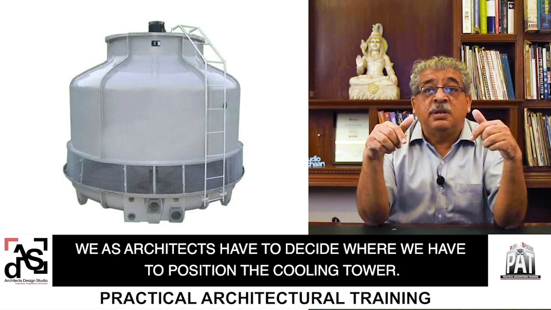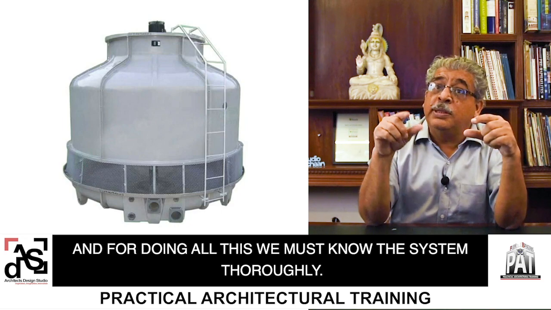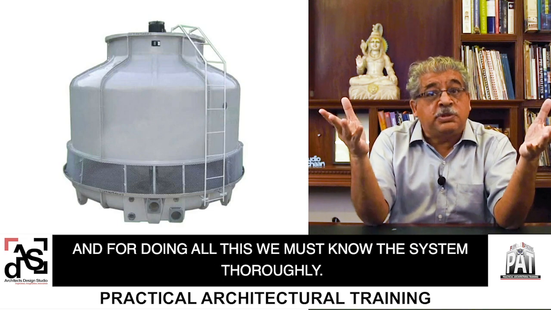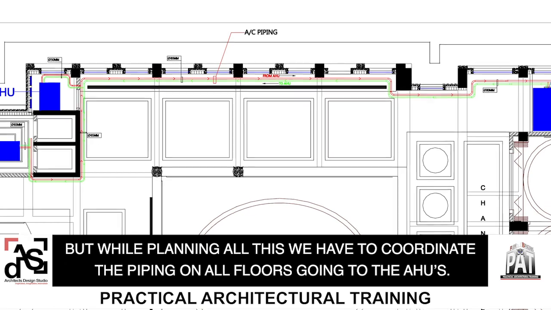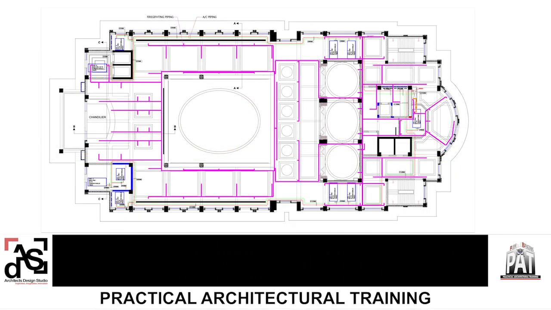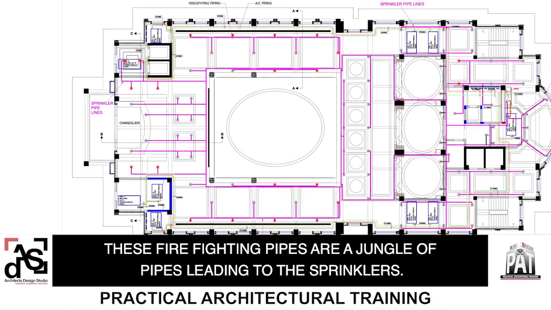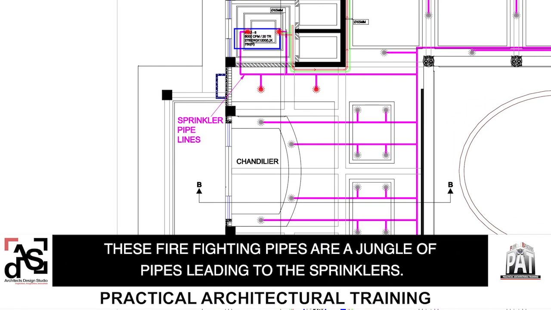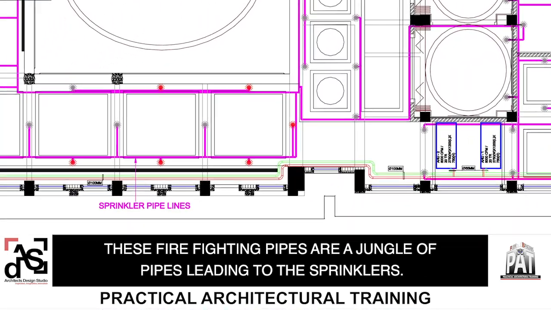We as architects have to decide where we have to position the cooling tower, and for doing that, we must know the system thoroughly. Though conceptually it all is very simple, but while planning all this, we have to coordinate the piping on all the floors going to the AHUs simultaneously with the firefighting piping. These firefighting pipes are a jungle of pipes leading to the sprinklers. You can see there, all the sprinklers are marked.